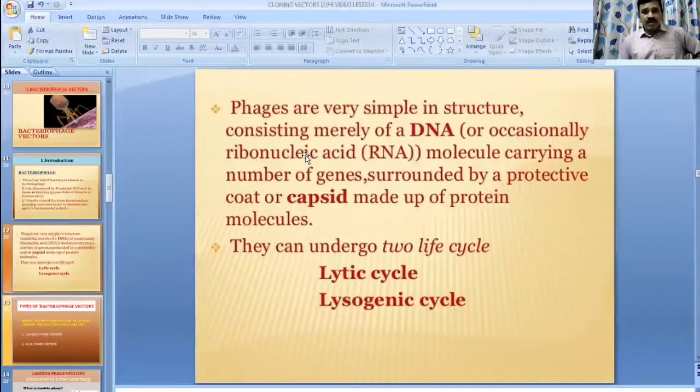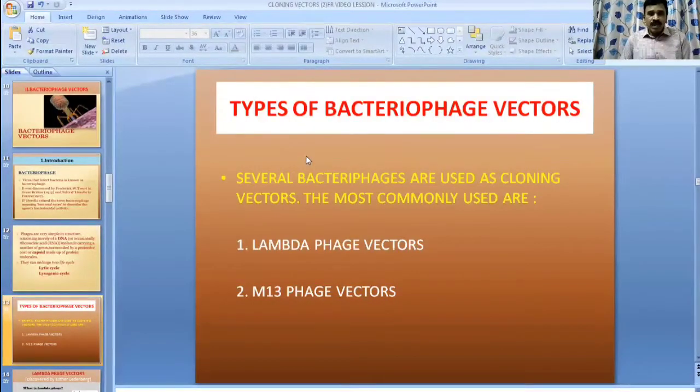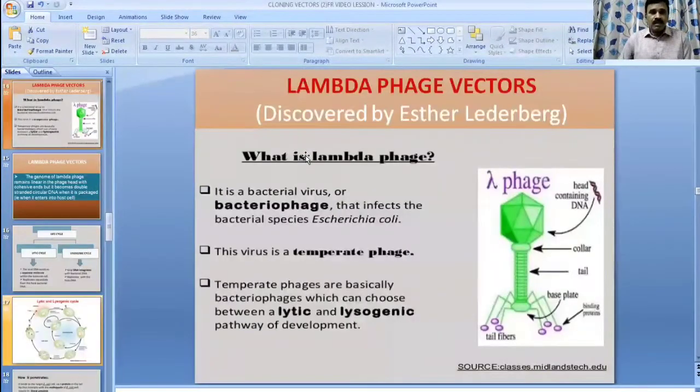So these phages are very simple in structure. Mostly they consist of double-stranded deoxyribonucleic acid, and occasionally they contain ribonucleic acid, that is RNA. They undergo two types of life cycle, which I will discuss later on. There are several bacteriophages, but the two most commonly used bacteriophage vectors are, number one, lambda phage vectors, and number two, M13 phage vectors. Let us see them quickly one by one. So, the lambda phage vectors.